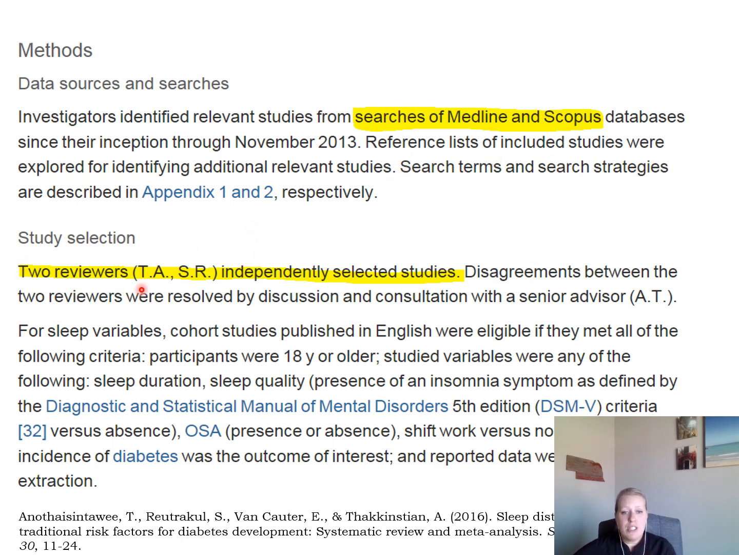And then they're also going to talk about the reviewers and to make sure there's no bias. So see how disagreements between the two reviewers were resolved by discussion and consultation with a senior advisor. So you can see that these are the criteria they used. They used variables. So again, it's very similar to research, but you're researching articles instead.